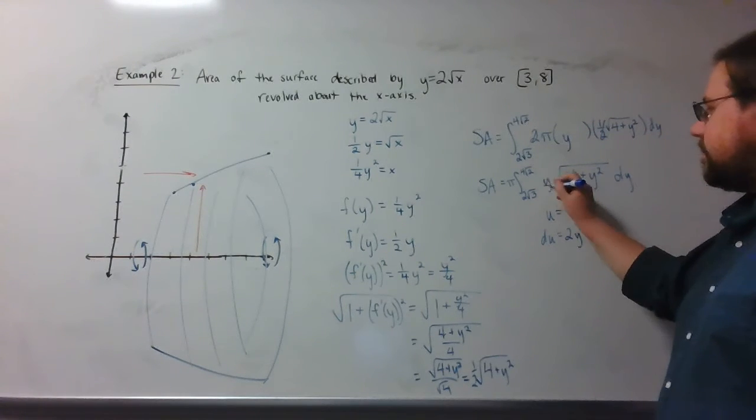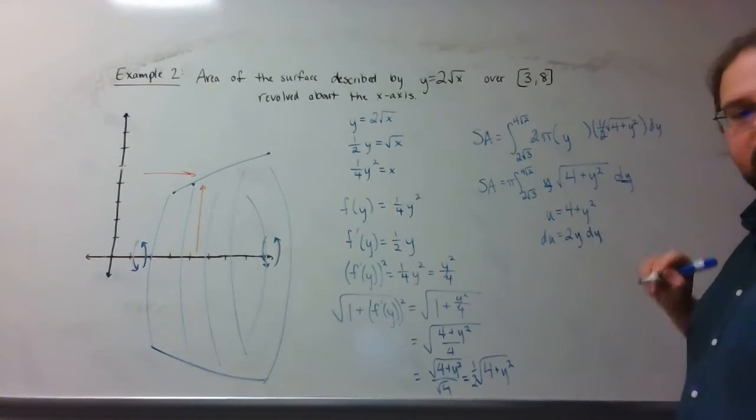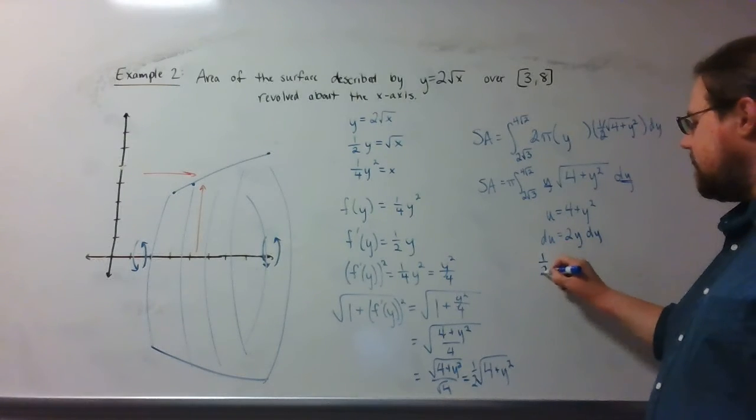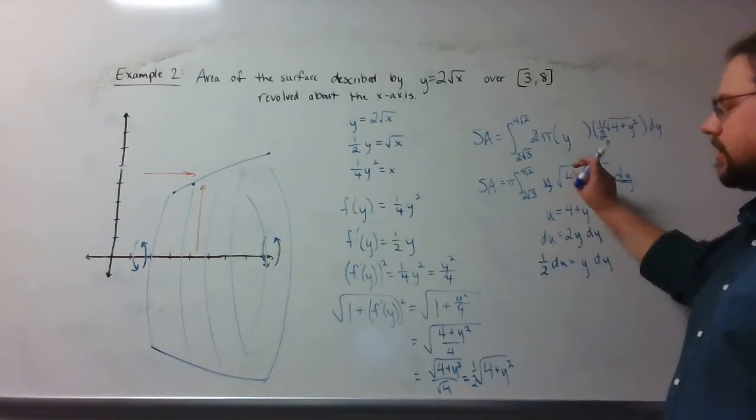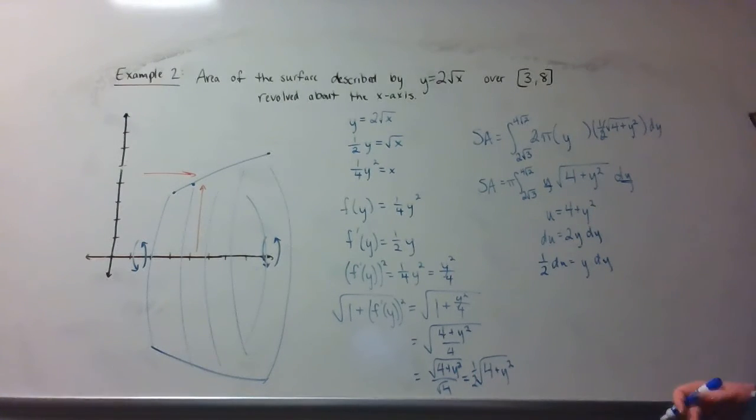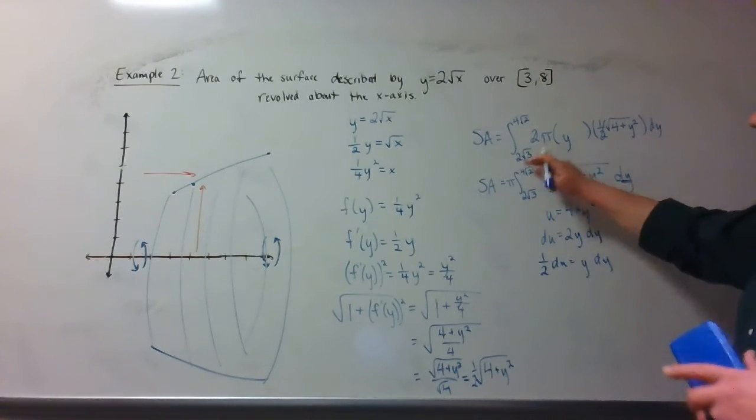So in this case, I've already got the y, I've already got the dy, I just need to handle the 2. So I'm going to have 1/2 of du equals y dy. So I need to remember, put that 1/2 up there when I get into it. But don't forget, I'm going to plug in these y values.